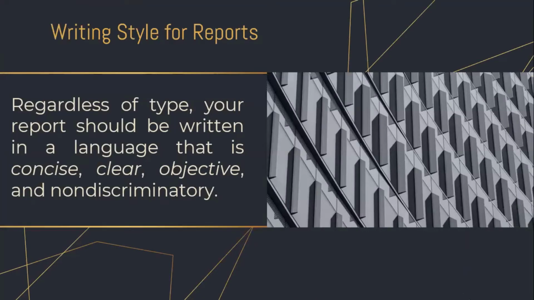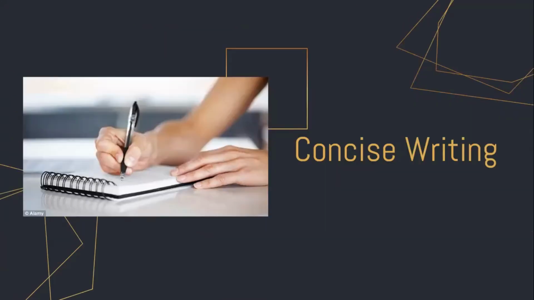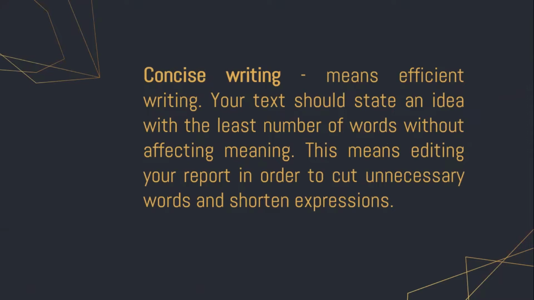Writing style for reports. Regardless of type, your report should be written in a language that is concise, clear, objective, and non-discriminatory. So, in writing a report, there are principles and ethics that you should adhere to in order to write a good report. The first is concise writing. Concise writing means efficient writing. Your text should state an idea with the least number of words without affecting meaning. This means editing your report in order to cut unnecessary words and shorten expressions.